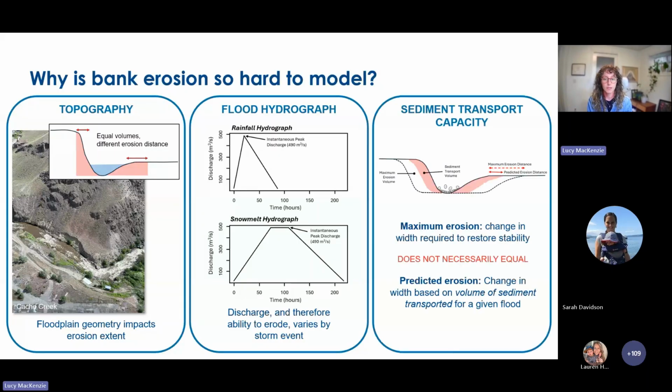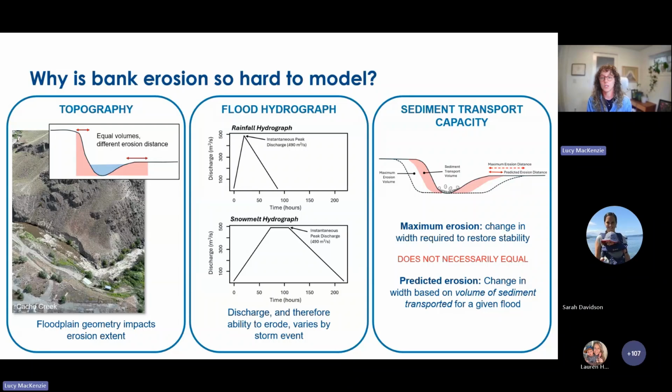Third, the ability of a channel to move sediment once it's eroded, which is known as the sediment transport capacity, is critically tied into modeling bank erosion. For a given flow, it is possible to calculate the maximum erosion distance, which is the change in channel width that is needed to restore that stability. However, this value can be deceiving. In reality, actual erosion is often less, since it depends on how much sediment the river can actually move during the flood. Accurately modeling bank erosion requires understanding the balance between the potential erosion and the river sediment transport capacity.